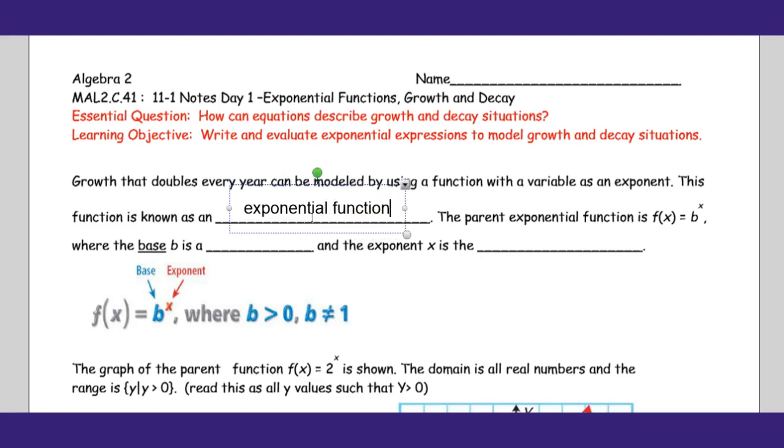The parent exponential function for f of x is equal to b to the x. Now, guys, the parent function is just the base and the exponent. Nothing else. The base b is called the constant, and the exponent x is called the variable. Here it is: the base b, the exponent, the variable.